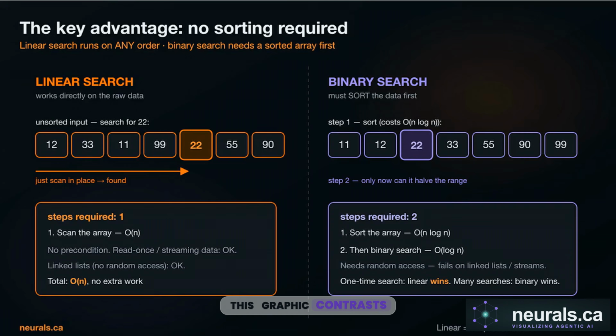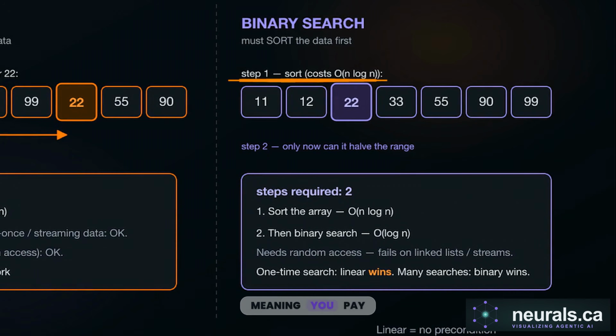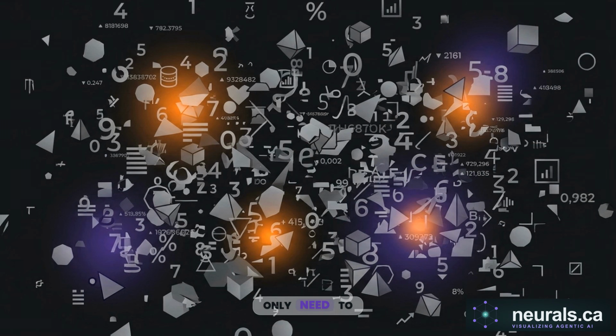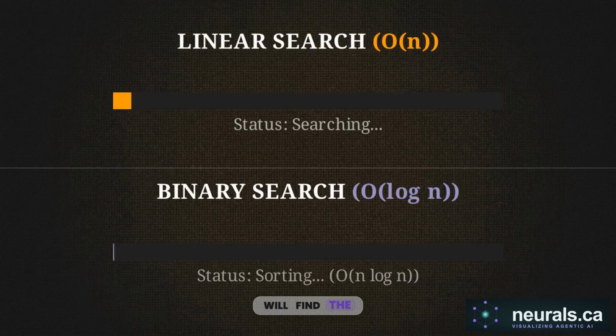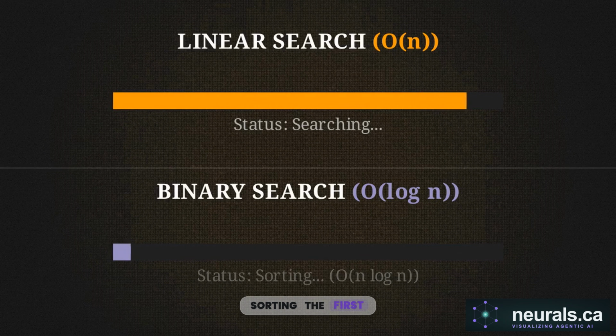This graphic contrasts linear search against binary search. Linear search works immediately on raw input. Binary search requires a sorted array, meaning you pay a heavy computational tax up front, typically an O of n log n sorting cost. If you only need to search an unsorted dataset exactly once, a linear scan will find the answer and finish its job before a binary search has even finished sorting the first few items.